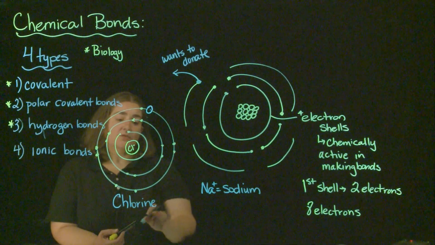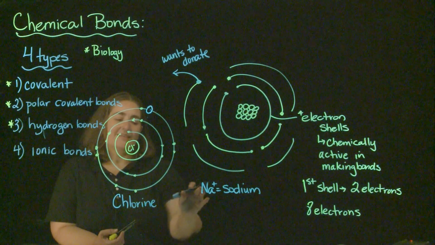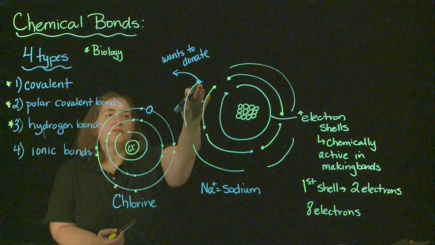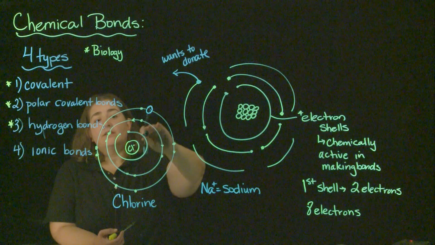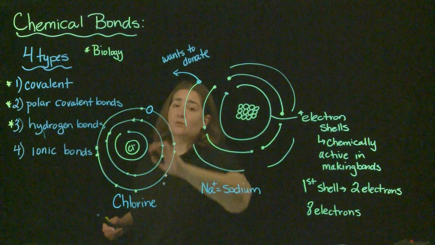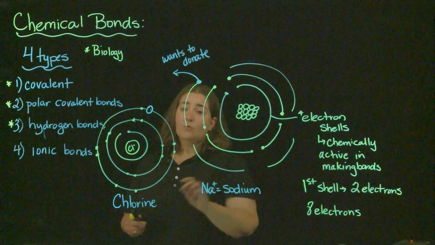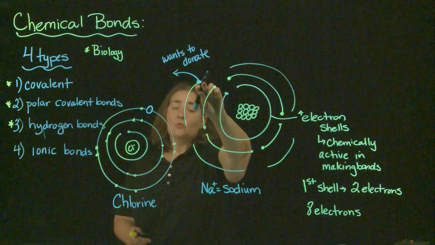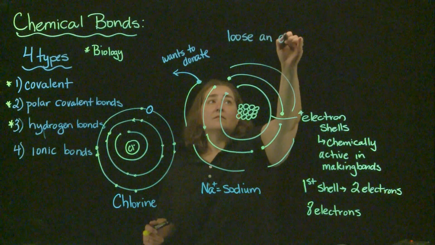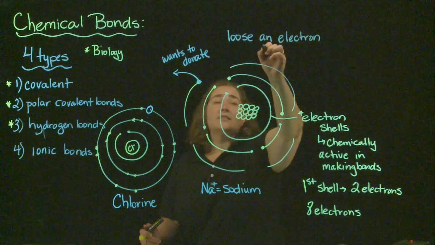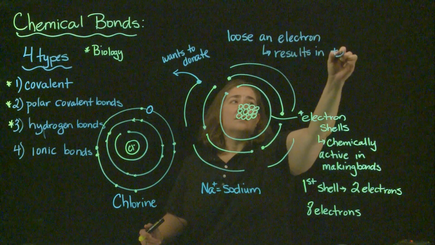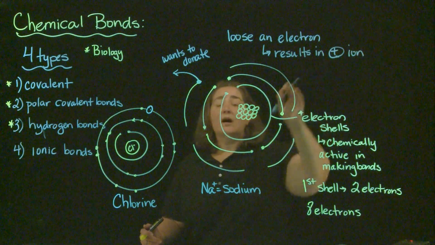In the case of sodium and chloride, or sodium and chlorine, all right, that electron in the outer shell of sodium wants to go. Chlorine says, yes, I absolutely want that electron, because that then will complete its shell. Okay? And what we're going to do when that happens, when we lose an electron, what that does is it results in the creation of a positive ion.